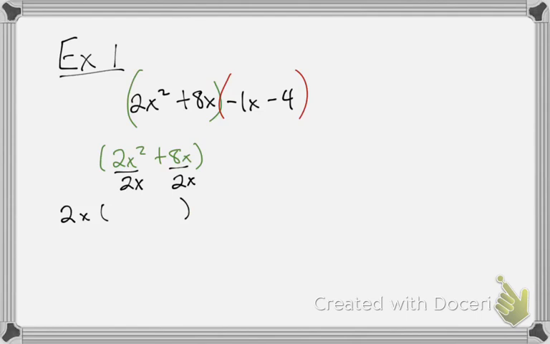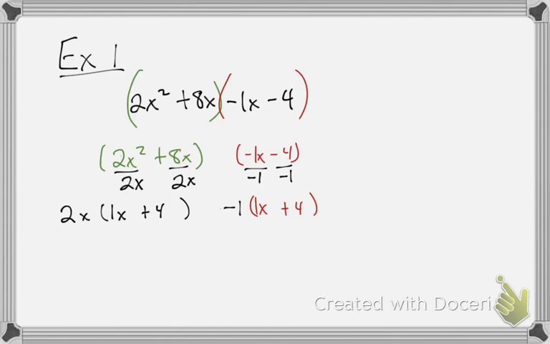When I divide both of these by 2x, 2 divided by 2 would be 1. X squared divided by x would leave me with 1x. 8 divided by 2 would be 4. X divided by x would cancel out. Now I look at the second half of the problem, where I have negative 1x, minus 4. The largest value I could divide both of these by would be negative 1. So I'm going to divide out a negative 1 from both of those. Negative 1 divided by negative 1 becomes positive 1, and negative 4 divided by negative 1 would be positive 4. So I've got 1x plus 4 here.